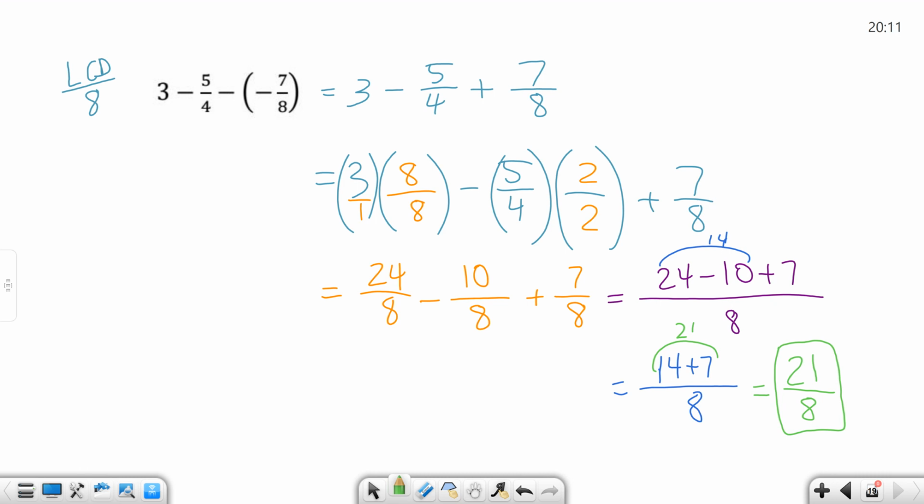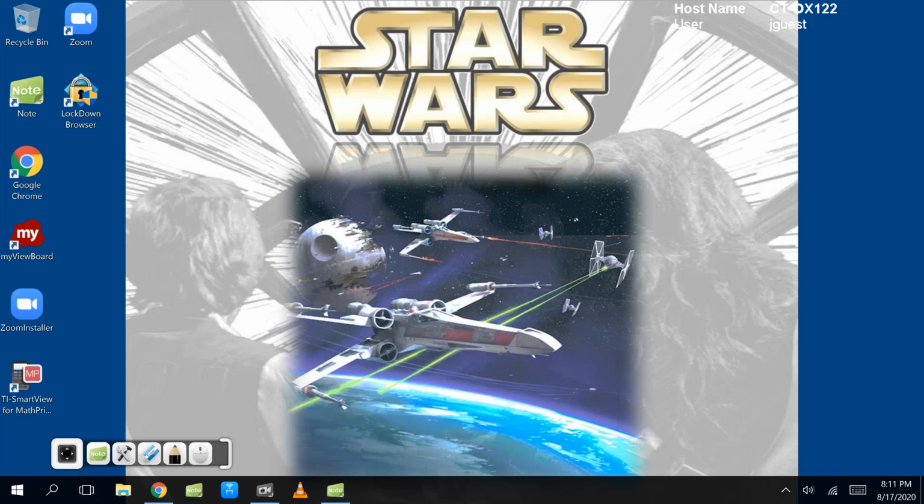Now, if you have a teacher, instructor, professor, whatever, that wants you to change that to 2 and 5/8, you do that. Right? 8 goes into 21 twice with 5 left over. 2 and 5/8 is the mixed number. I don't want you to do that. But if your instructor, teacher, professor does, then you do what they want you to do. You're in their class. Okay? So I hope this helps with combining like terms.